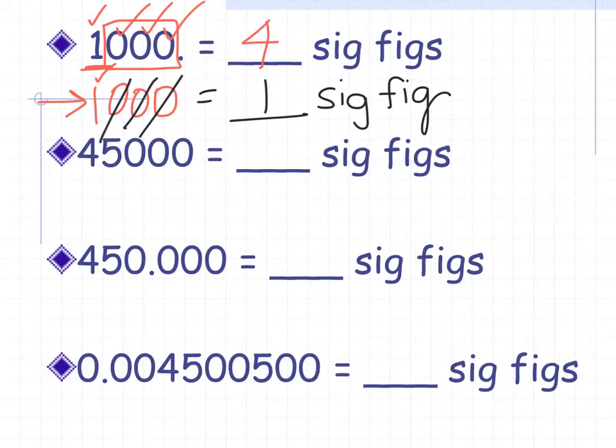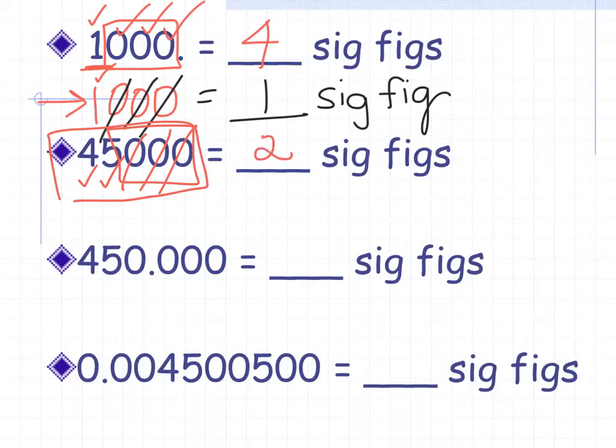So if we keep going with our examples, the number 45,000, the 4 is significant, the 5 is significant. Then you ask yourself, is there a decimal? No. So do those zeros count as significant? No. So the answer is 2. Do I have to write them? Absolutely.